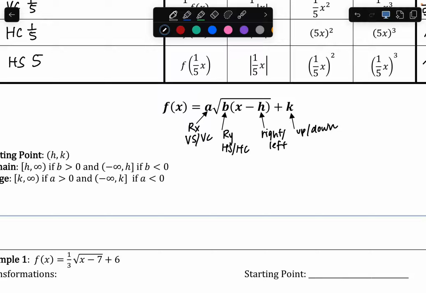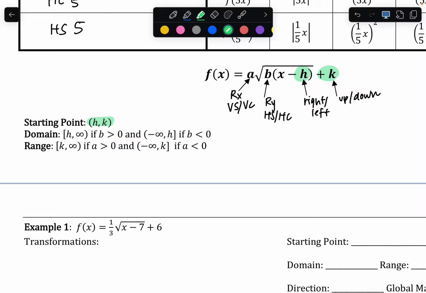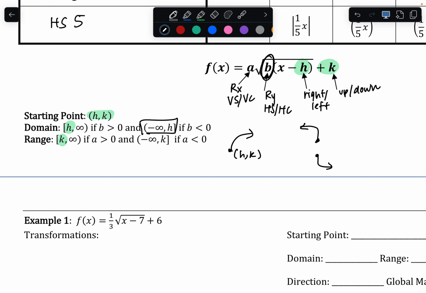Okay, and so the only transformations that affect your starting point are right, left, up, and down. And so if I move right H, up K, that puts my starting point at (H, K), which means my domain is H to infinity and my range would be K to infinity, assuming there is no reflection. Okay, and so if B is less than 0, meaning this scale factor inside, we would have an Ry, which makes the domain less than H. If we have a reflection across the x-axis, that's what makes the range switch.